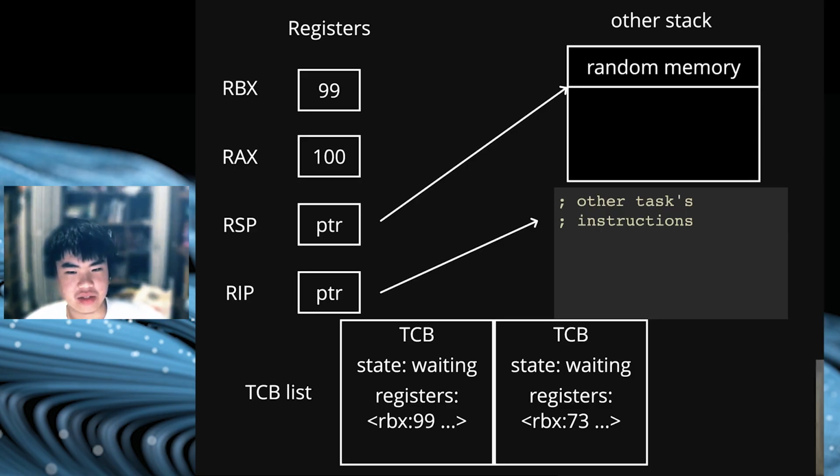So now let's get into how we actually pull the registers into the task control block and how we actually load all of these registers from the task control block when we're loading the next task into the actual respective registers themselves.